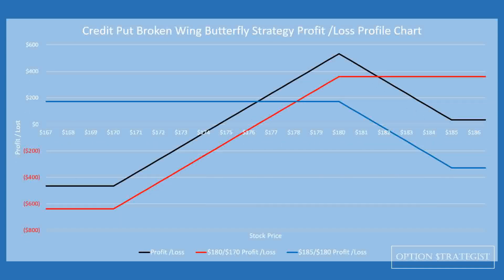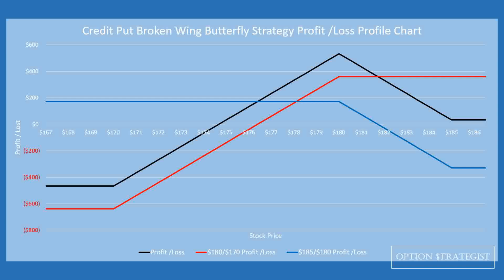This is a profit and loss chart breaking down the profit and loss of the two put spreads making up the put broken wing butterfly. The 185-180 debit put spread costs $328 and the maximum profit is $172. The put spread breaks even at 181 and 72 cents and suffers a maximum loss of $328 when the stock price stays above $185 and achieves maximum profit when the stock price drops below 180.